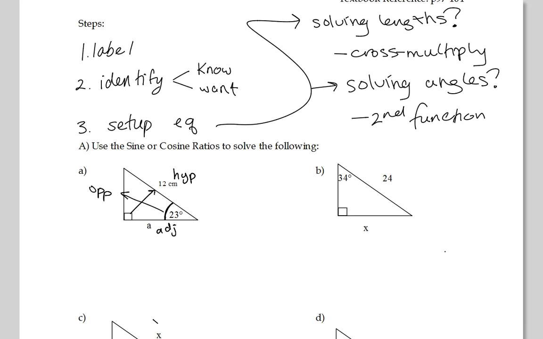So let's identify. Second step. What do I not know anything about? I don't know anything about the opposite. So which formula do I have to use? Remember, it's SOHCAHTOA. Which one does A and H? Cosine, right? Cosine.